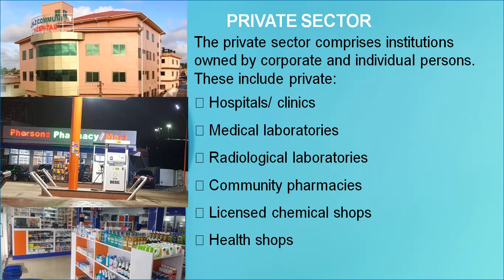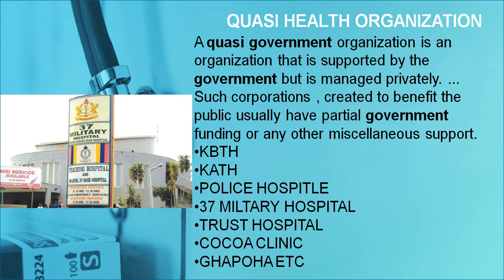So for the private hospitals that we are talking about, okay, the private sector, these hospitals are all owned by individuals or corporations, and the government has no interference within it at all. However, we have another group that falls within private and government. We call them the quasi-government organizations. Okay, so a quasi-government organization is an organization that is supported by the government but is managed privately. Such corporations created to benefit the public usually have partial government funding or any other miscellaneous support.